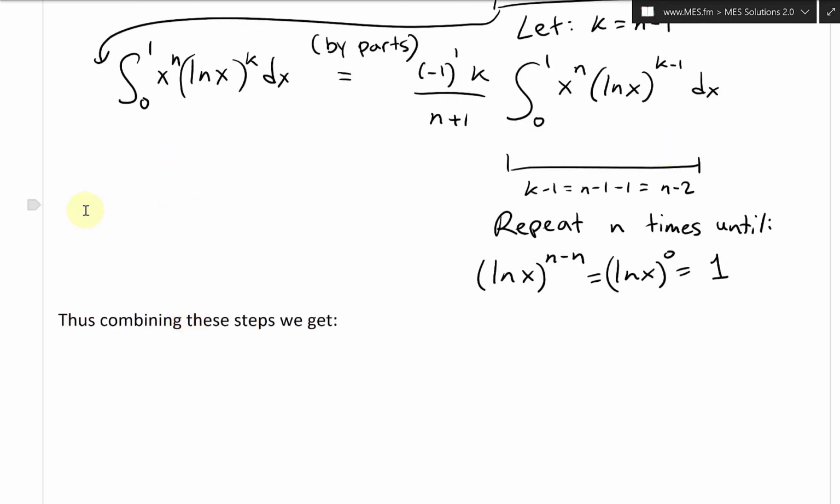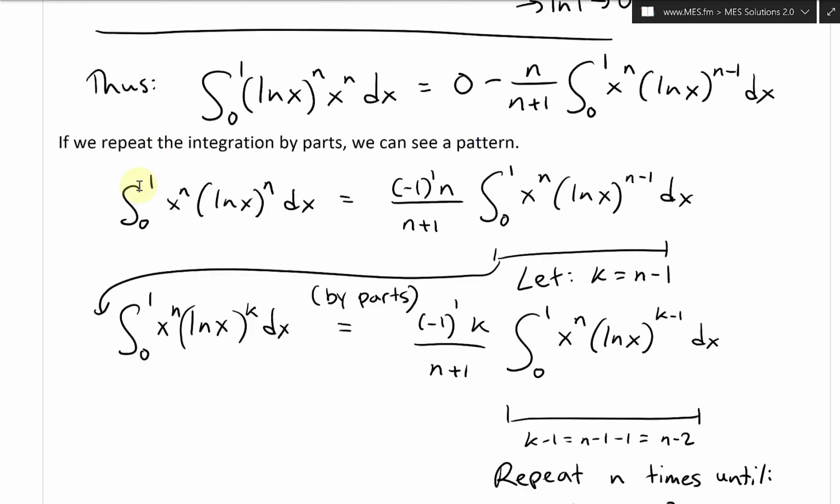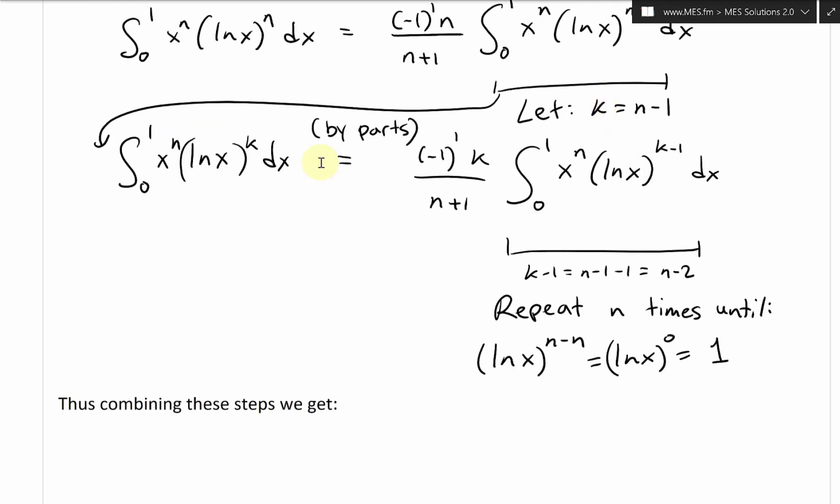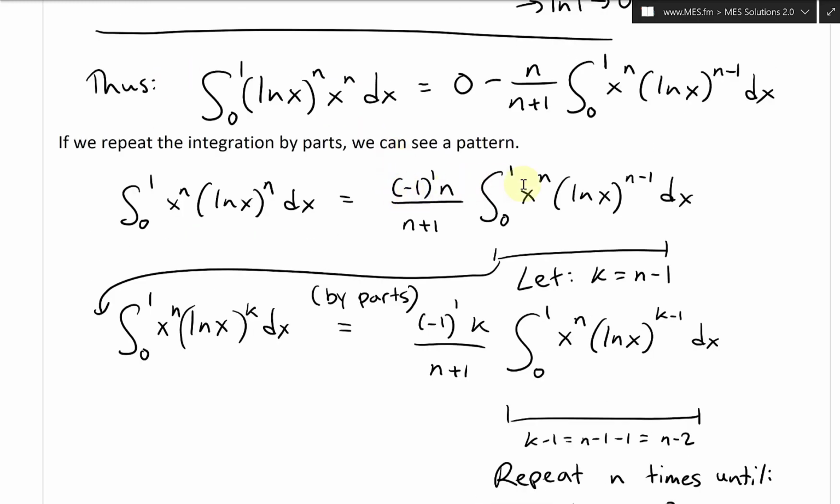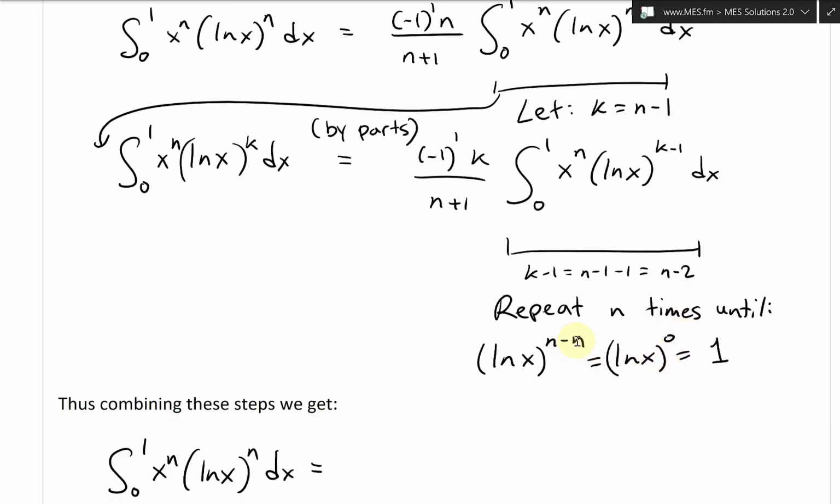Yes, so if we combine all of these steps and solve this integral until we get rid of this ln x term, so we don't need to do by parts anymore, thus combining these steps we get the integral from 0 to 1 of x^n times (ln x)^n dx is equal to, and we'll see how many times. We do this a total of n times. Notice this n minus 1 is pretty much a counter, so that's the first. This next one's going to be n minus 2, that's the second, all the way until n minus n, so we do that n times.